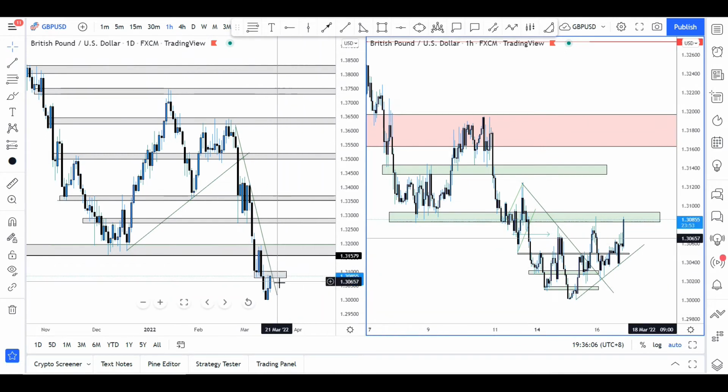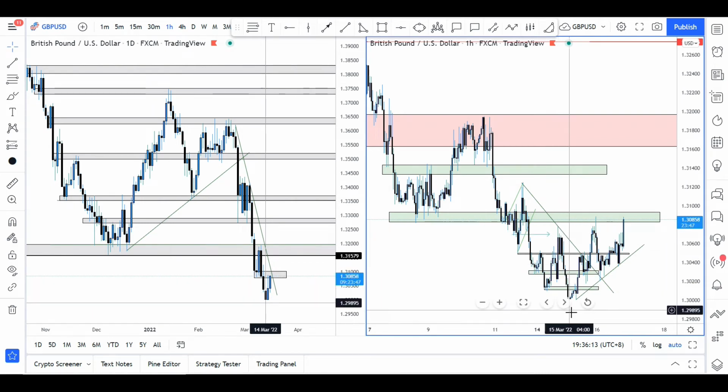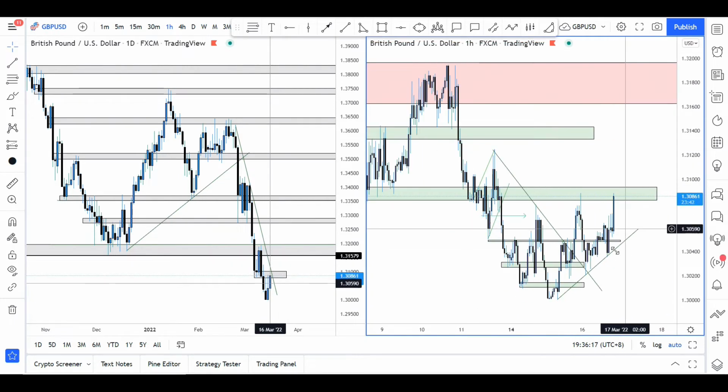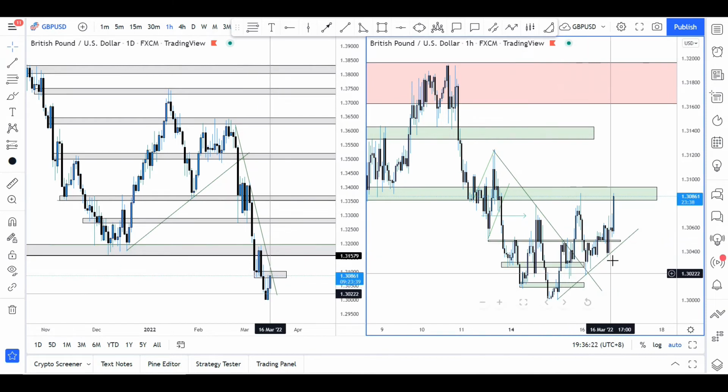And on Monday I was anticipating a little retracement, and that's what happened. And then for that bearish continuation, I was anticipating price to go into 129.00. But as you can see, we are looking at probably a change of structure.